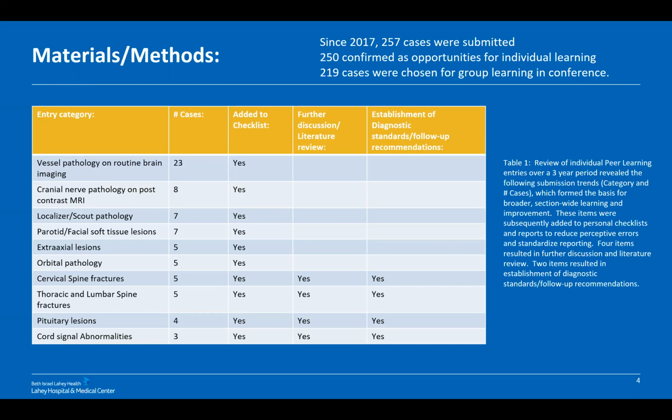As a result of peer learning discussion, checklists were created to guide interpretation and reporting for all of these categories to reduce perceptive error and standardize reporting. Review of cases in 4 categories led to further discussion and literature review, which resulted in establishment of diagnostic standards and standardized follow-up recommendation. I'm now going to give you 2 examples of how cases submitted to the peer learning program led to broader systemic change.